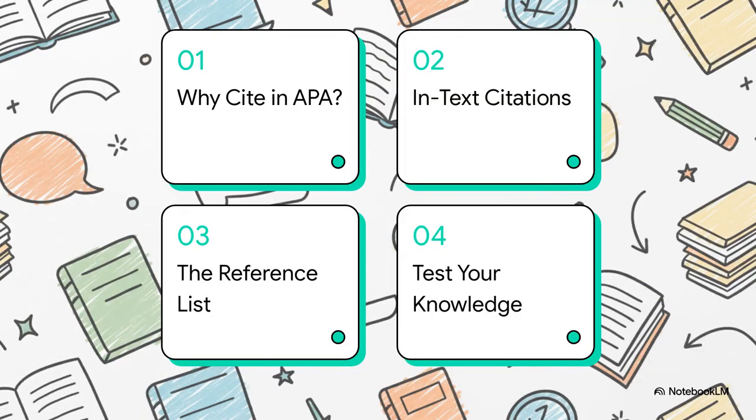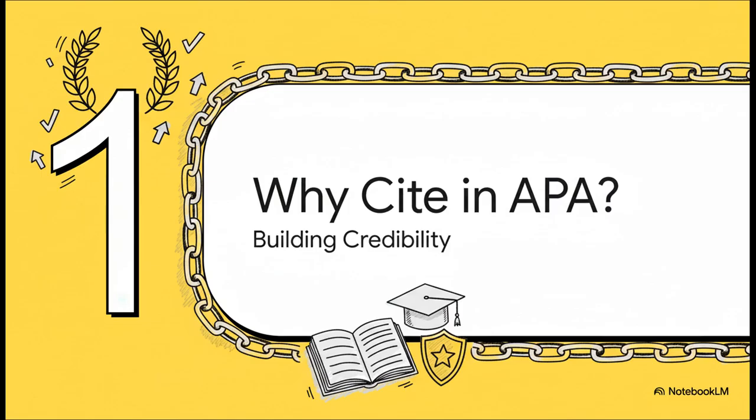So, here's our game plan. First, we'll cover why APA is even a thing. Then we'll break down those in-text citations, move on to the all-important reference list, and we'll wrap up with a quick quiz so you can test what you've learned. Let's jump in.